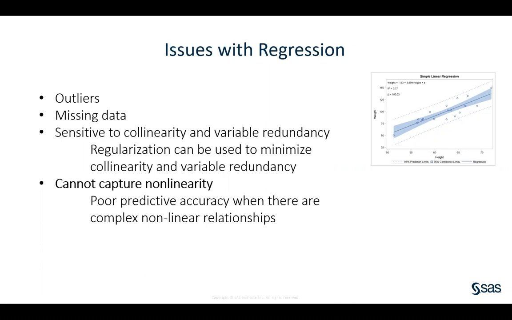Regression modeling is also very sensitive to collinearity between the variables and also redundancy. So it requires you to perform a good feature selection first. And one way to minimize collinearity and overfitting is to apply regularization, such as lasso or ridge regression, that allows you to apply those regularization and minimize overfitting. I will talk more about regularization in the coming slides.